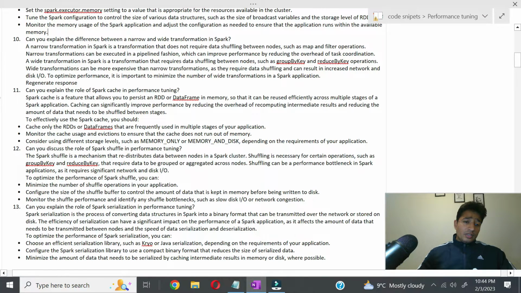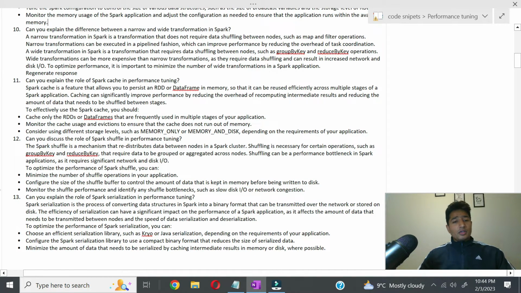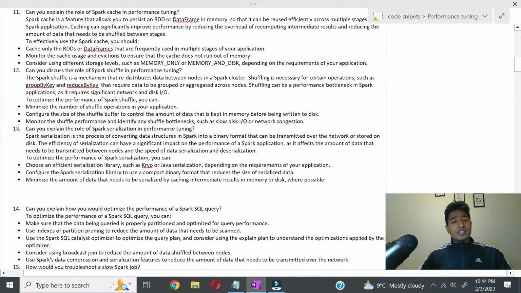Can you explain the role of Spark cache in performance tuning? So Spark cache is a feature that allows you to persist an RDD or data frame in memory so that it can be reused across multiple stages in a Spark application. Caching can significantly improve performance by reducing the overhead of recomputation of intermediate results and reducing the amount of data that needs to be shuffled between the stages.